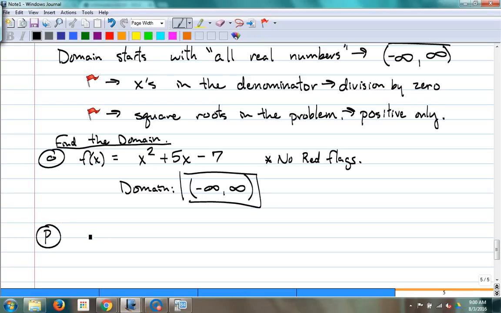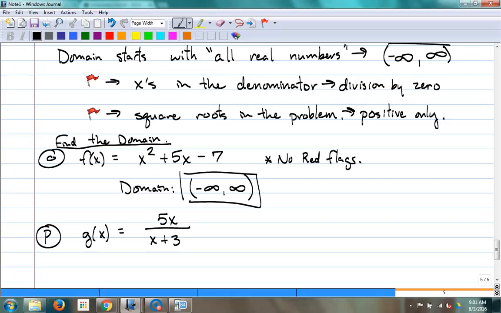Let's look at this one. Let's call it g of x, just to give it a different name. Tired of f of x. Let's say we had 5x over x plus 3. So we look at that function. They're telling us it's a function because they put it in function notation, and so we don't have to test to see if it's a function. But we want to talk about the domain of that function. So let's look to see if it has any red flags.